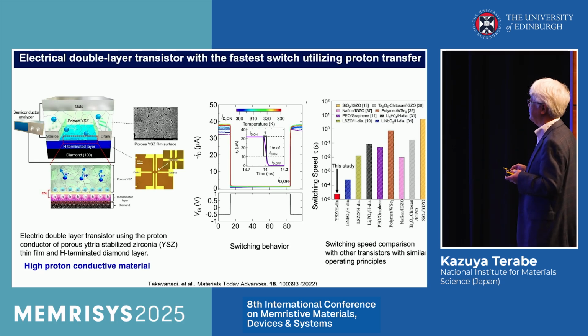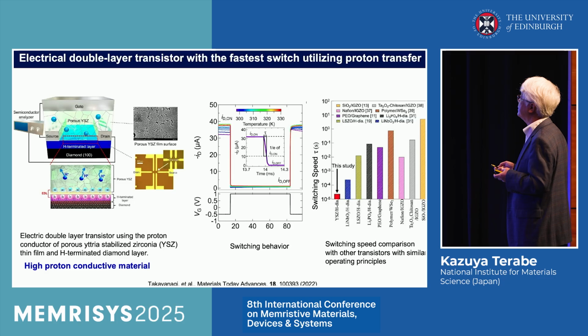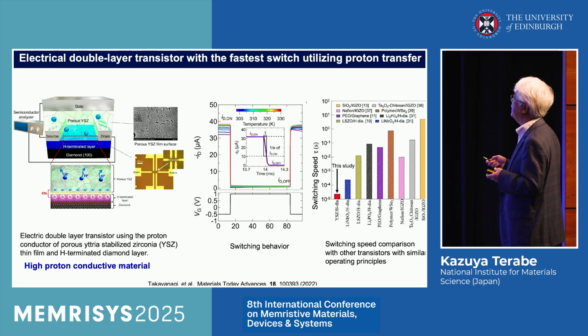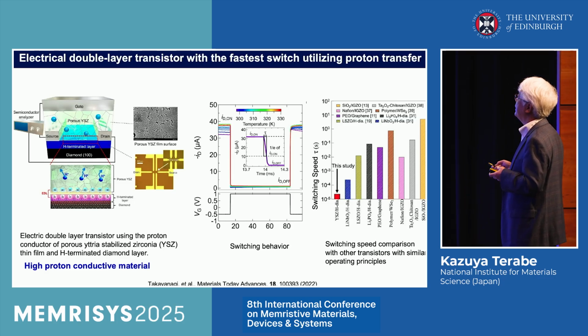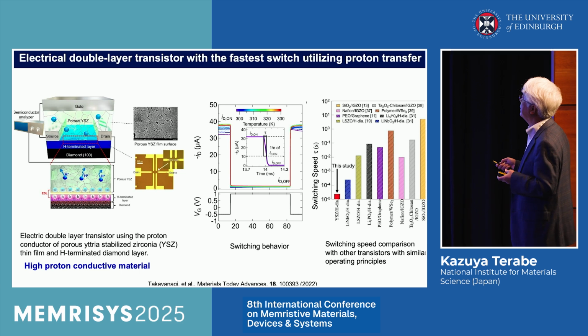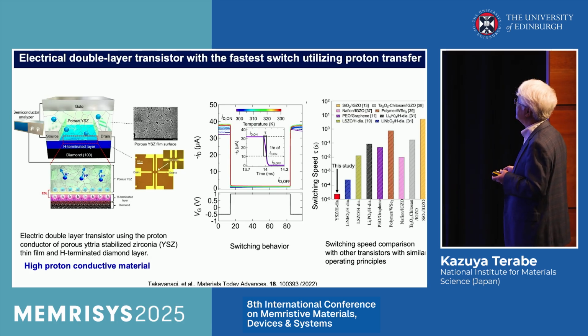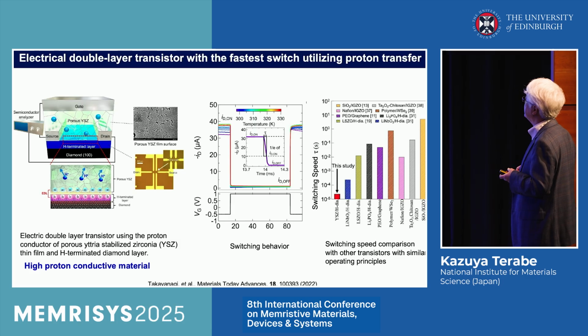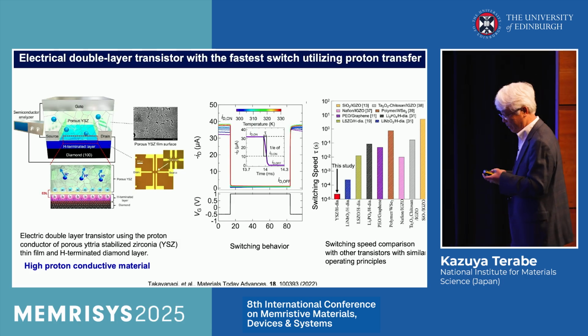This is the gate bias. This is the drain current change. Using this area, they can estimate the switching speed, which is about 10 to the minus 5 second. This switching speed, in comparison with other transistors with similar operating principle, is the fastest in the world.